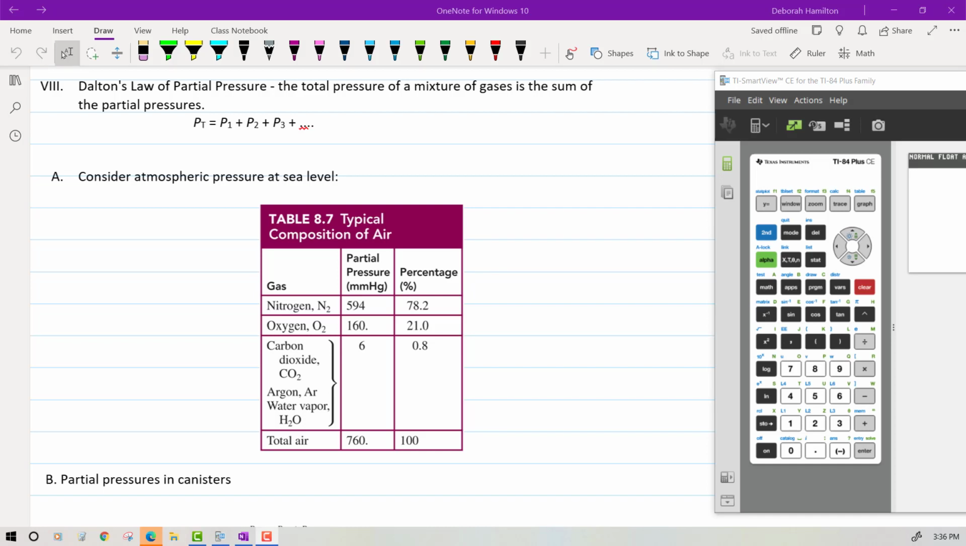This is summary notes on Chapter 8, the gas laws. This video is about Dalton's law of partial pressures, and we'll see a health application near the end.